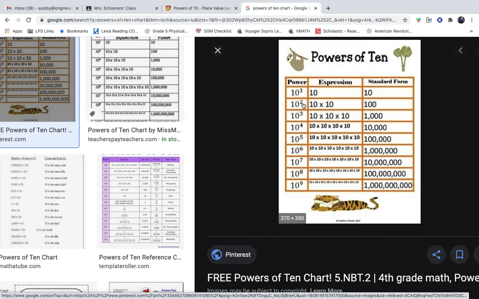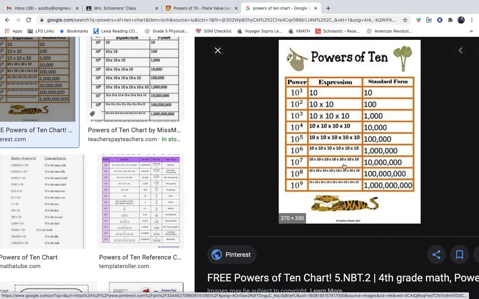So 10 squared, well, that's a 2, and I have 2 zeros. 10 to the third, or 10 cubed, which is 10 times 10 times 10. 10 to the third, my answer is 1,000, and that has 3 zeros. Let's go down to 10 to the seventh. I'm doing 10 times 10 times 10 times 10 times 10 times 10 times 10, doing 10 7 times.